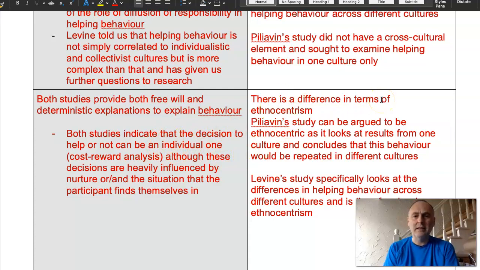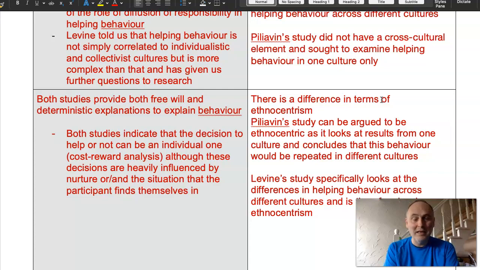And the last one is ethnocentrism here. There's clearly a difference in the ethnocentrism of both of these studies. The Piliavin study is an ethnocentric study, although again you could make a claim that it's not quite as ethnocentric as some, because New York City is a highly diverse culture. But by and large you could say it's ethnocentric because it is just based in one culture, and its results are used to generate understanding of behaviour in other cultures, which is not necessarily allowed, or shouldn't really be done. So it's an ethnocentric explanation of behaviour, and Levine's study is clearly designed not to be ethnocentric. It's cross-cultural, isn't it? So there is a low degree of ethnocentrism, presumably, in Levine's study.